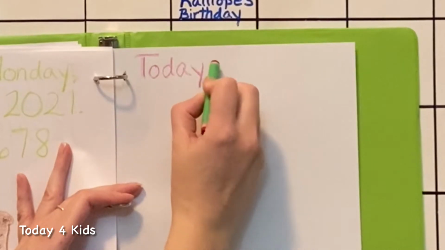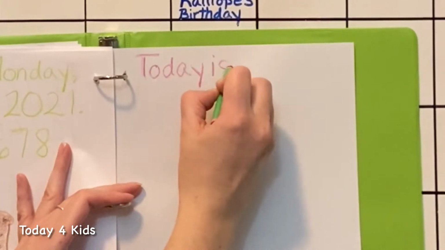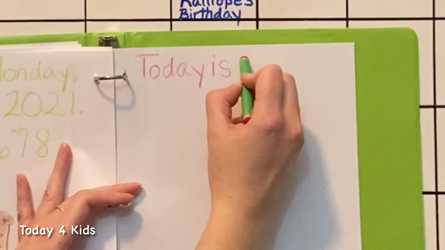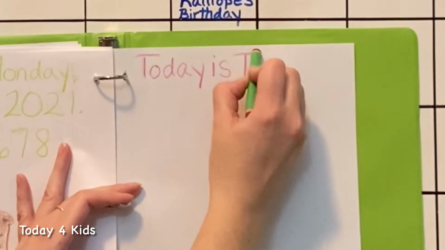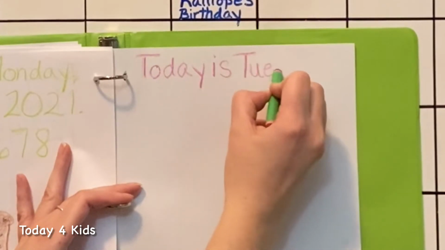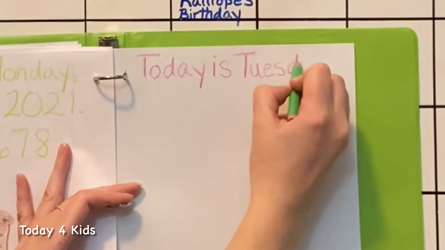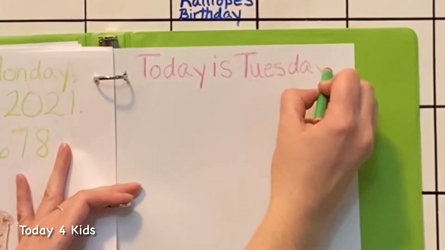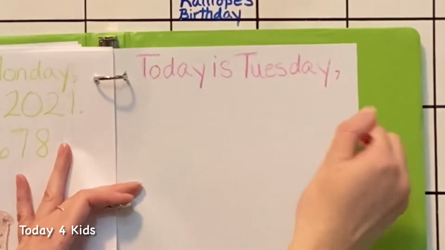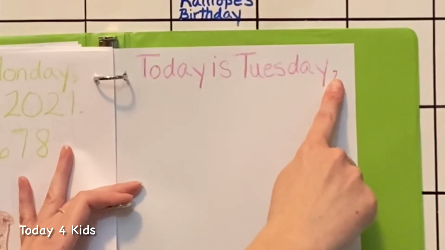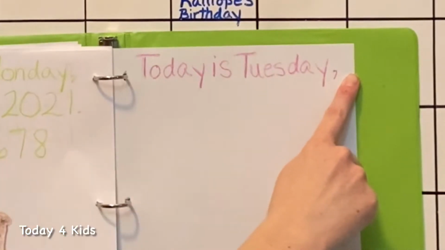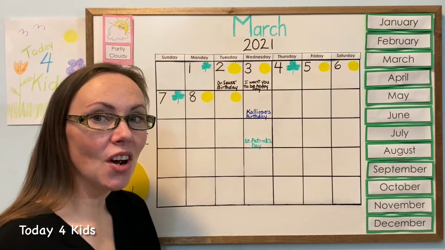T-O-D-A-Y. Is, I-S. And today is Tuesday. So capital T-U-E-S-D-A-Y. And then a comma, and that comma reminds us to stop before we say our next word, which is the month. Do you remember how many months there are in the year?